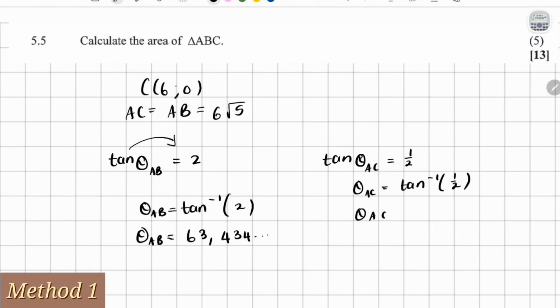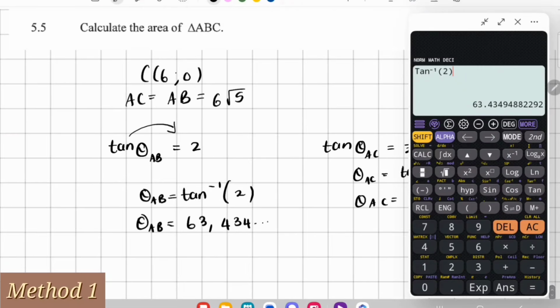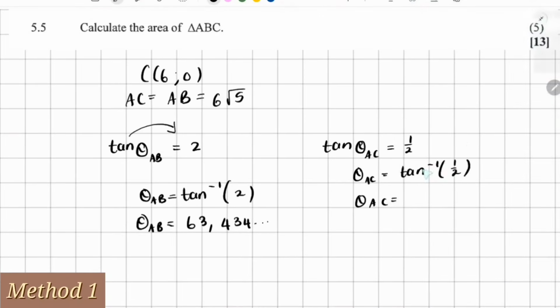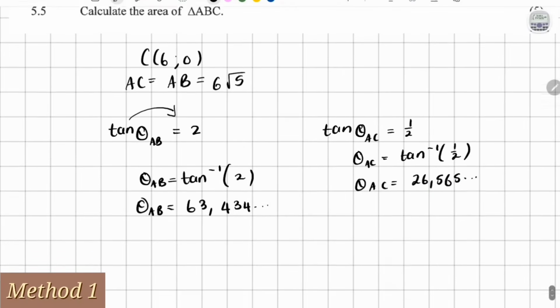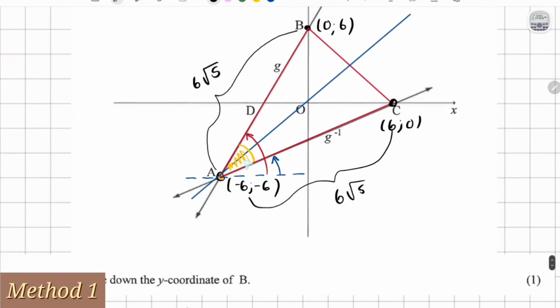Then theta of AC is equal to, and we can also find that if we want. It's not even necessary to be finding these. What we can do is, I'm just going to still put the answer, but I'm not really going to use it as a decimal. So 1 over 2, which is 26.565, and I'm not rounding off yet. The whole goal here is just to find that angle inside this one.